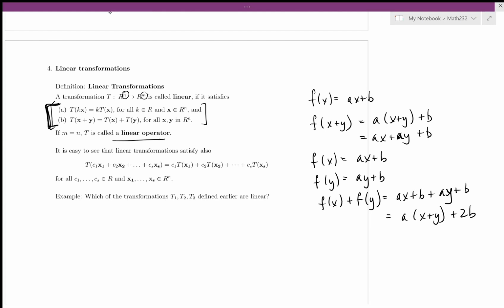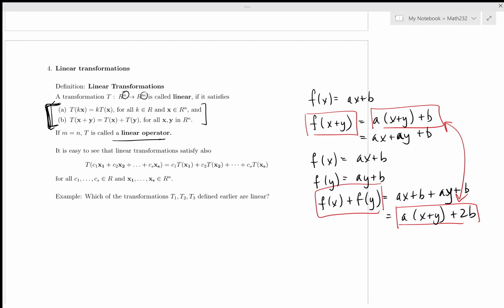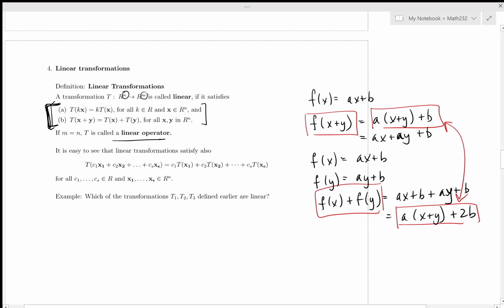Okay, we see the problem. The problem is f of x plus y is equal to this, whereas f of x plus f of y is equal to this, and they are not the same. So this function is not linear. It is a line when we draw it, but the line does not go through the origin. And in the definition here of a linear transformation, this does not fit the definition. You will see, perhaps later, but at other times, you will see that this is what's called an affine transformation. So we're going to be cautious about that.